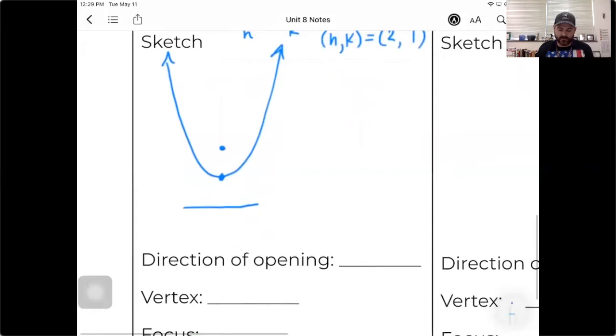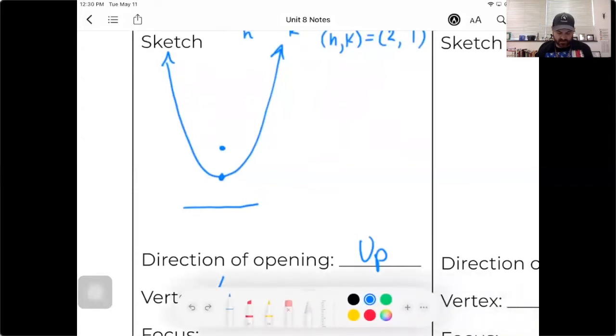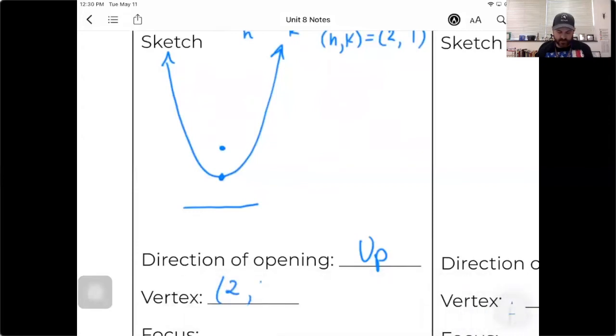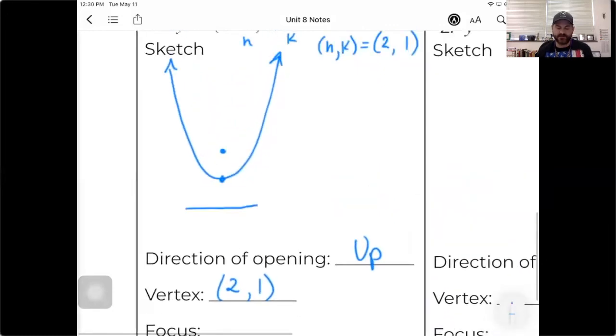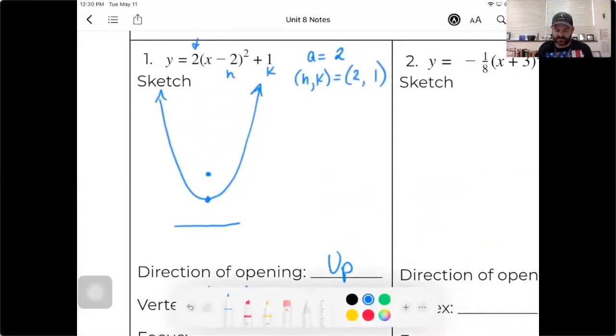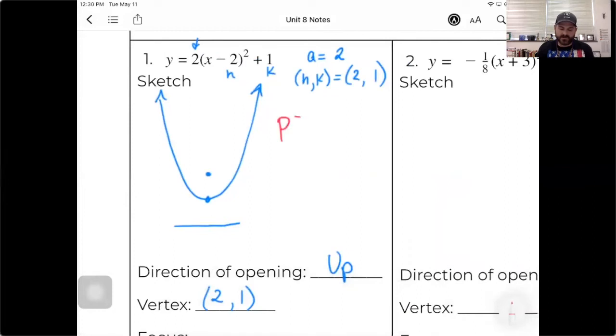The direction of opening was up. The vertex is the point positive 2, 1. I just about wrote the wrong thing. Positive 2, 1. And now to find the focus and directrix, we have to identify P. So this is our next big step. Remember, we're going to use this formula, P equals 1 over 4A. Just know that that's the formula. We're not too worried about where that comes from, just that that's the rule to follow to find what P is.